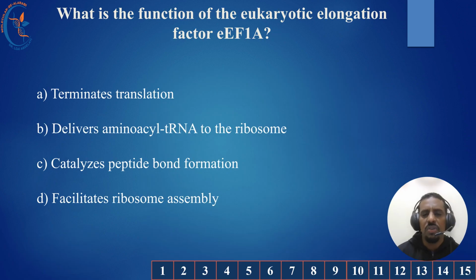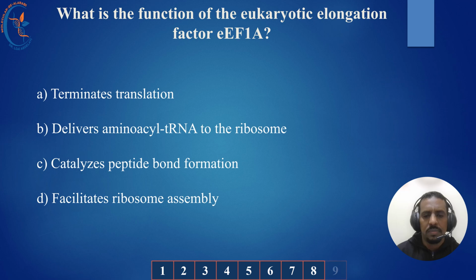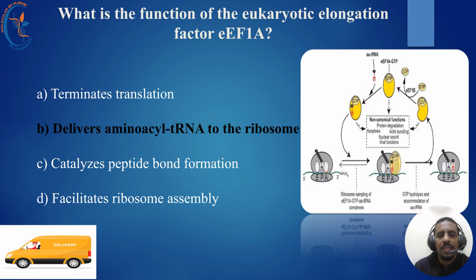All right. The question here: what is the function of eukaryotic elongation factor 1A? Actually, eukaryotic elongation factor 1A works like a delivery truck. It brings the correct transfer RNA, which carries the amino acid, to the ribosome. This makes sure the right amino acid is added to the growing protein chain at the right time. So the correct answer here is that it delivers aminoacyl transfer RNA to the ribosome. All right, let's move on.